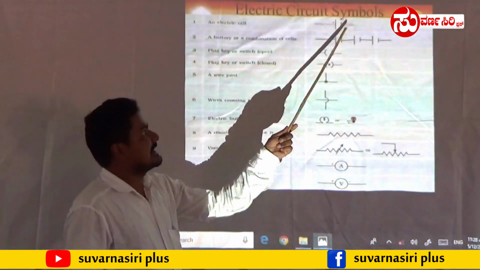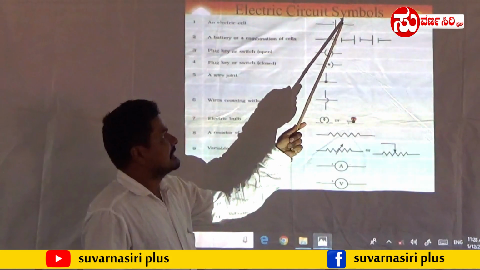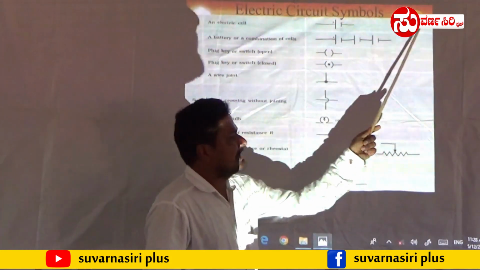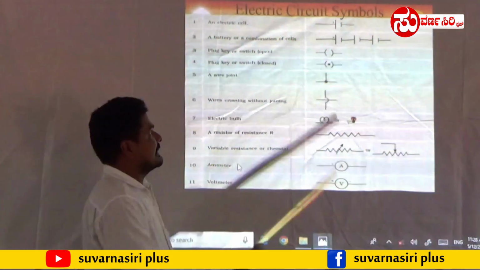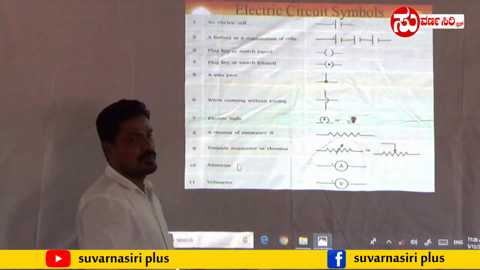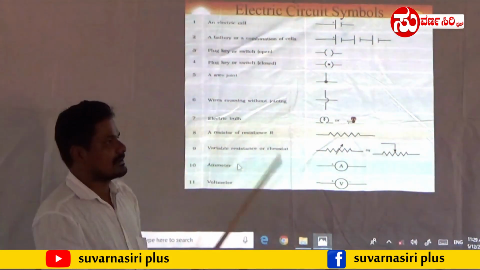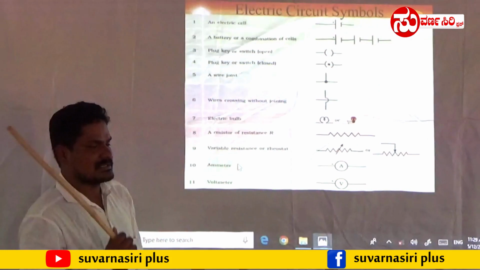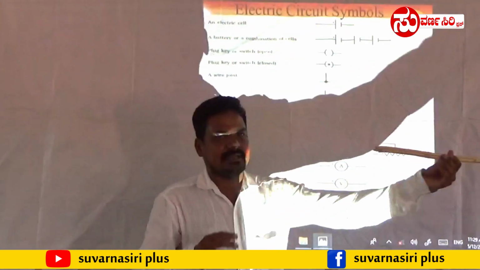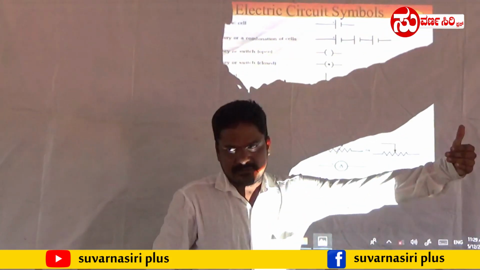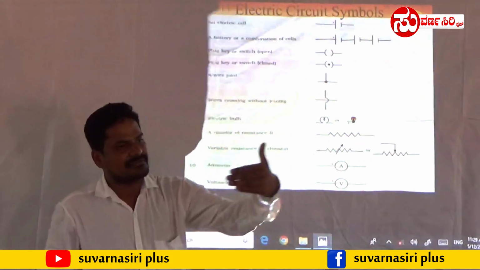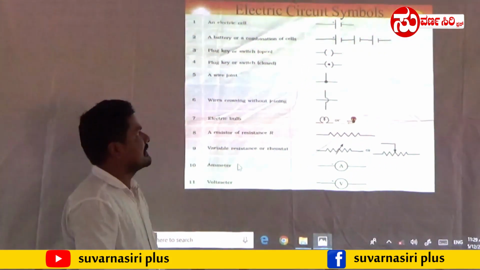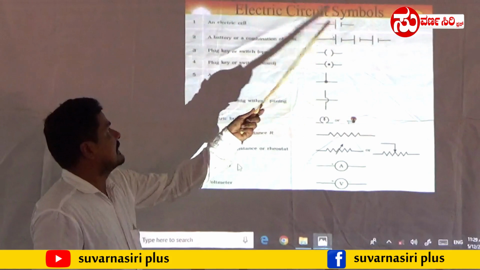Negative indicates electron movement, but the current direction we show in the positive direction, exactly opposite to the electrons. If the electrons are moving in this direction, obviously we have to put the direction of current opposite to the movement of electrons. So it is an electric cell.